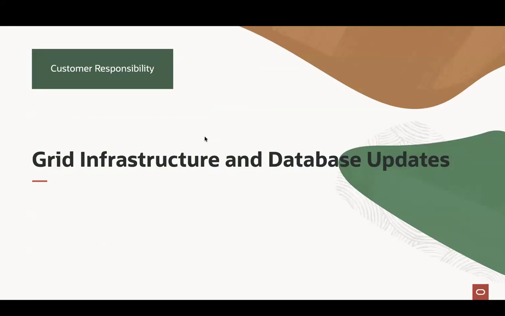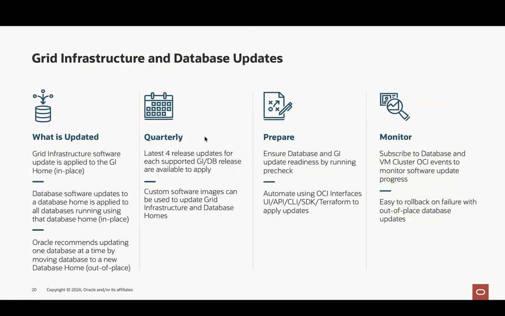Now let's talk about the grid infrastructure and database updates. These updates are directly applied to the grid infrastructure home and to all the databases within a database home, using an in-place method. But for added safety, it's recommended updating one database at a time using a database home, which is known as the out of place method.